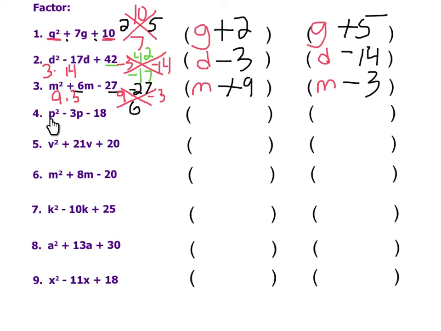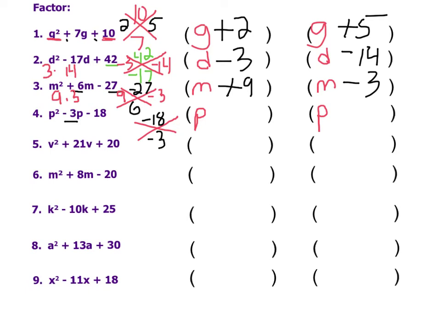Here we go, another example. So I look and I see p is squared, so I'm going to write p here and here. Then I'm going to do a quick little x here, and I'm going to say what multiplied by what is negative 18, but it adds to negative 3.